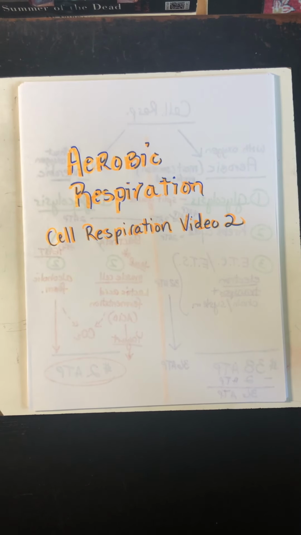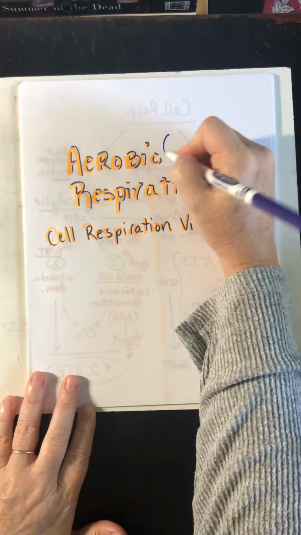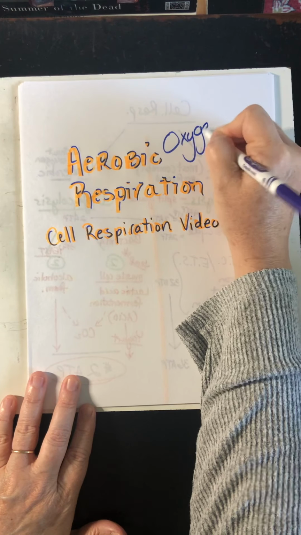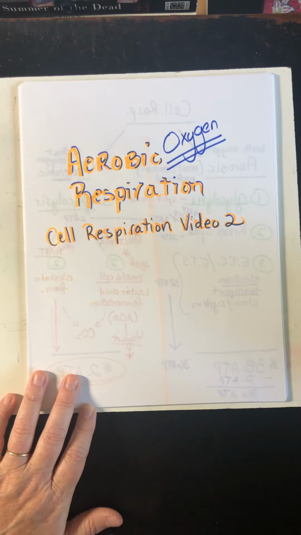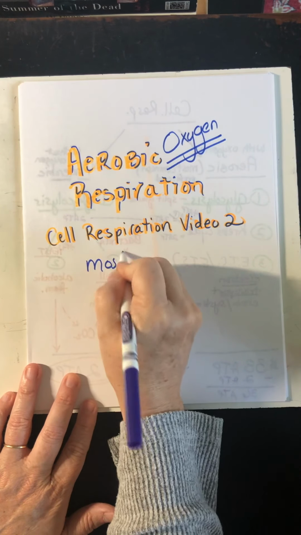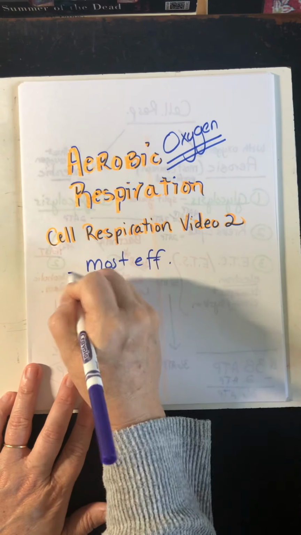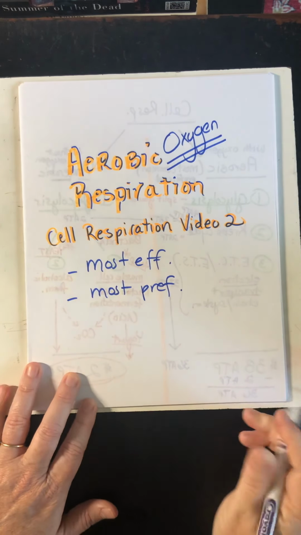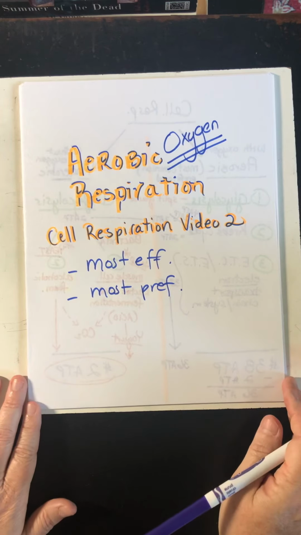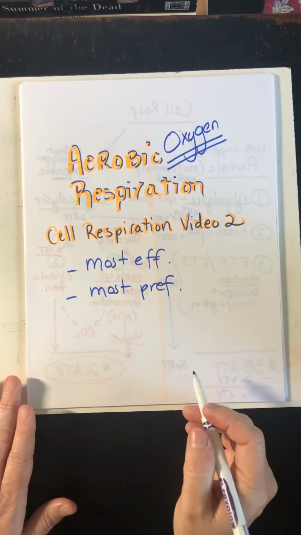This is going to be the second part of cellular respiration, and this one's going to be all about aerobic respiration. Aerobic respiration is when oxygen is present. This is the most efficient, most preferred, and most organisms are going to die if they don't have oxygen.